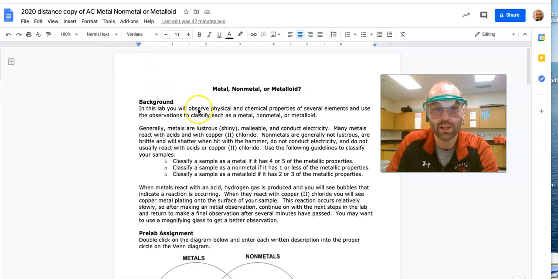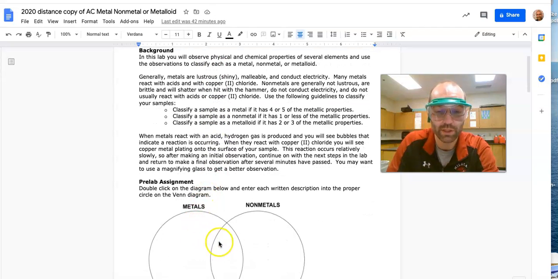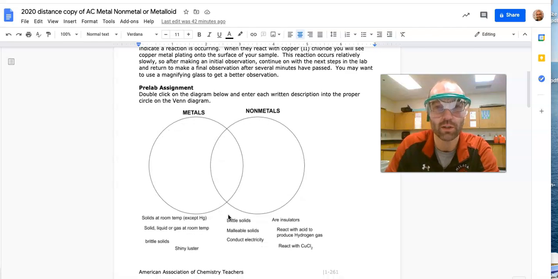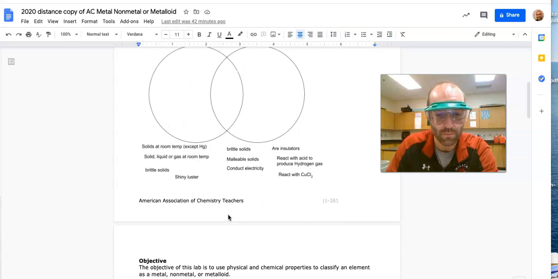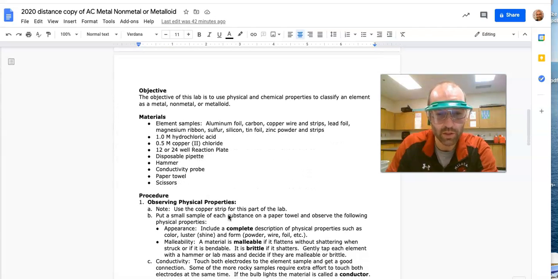So by this point in the lab day, you should have read through this already and completed this Venn diagram with the words down here. If you haven't yet, maybe pause the video and go ahead and do that. But that was something we did together. And now we're getting on to this portion.